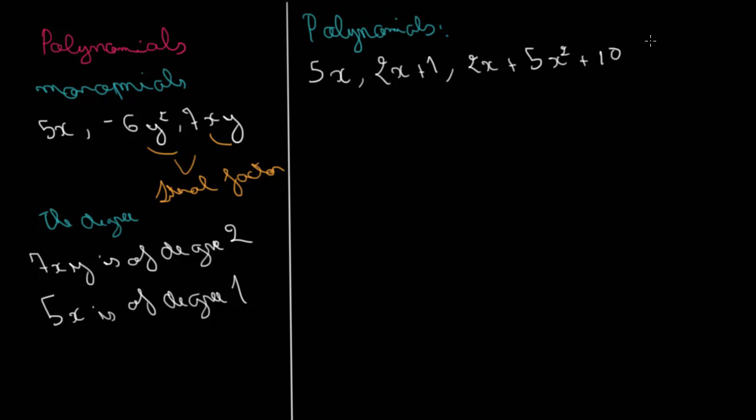And there's also something that we call binomials. Here I have a binomial, and here I have 3 terms. So it's a binomial, not binomials, because I have 2 terms, and this is a trinomial because I have 3 terms.